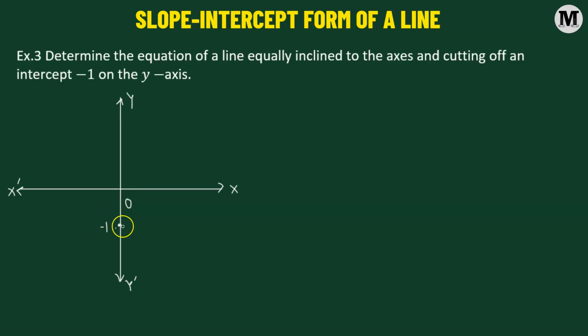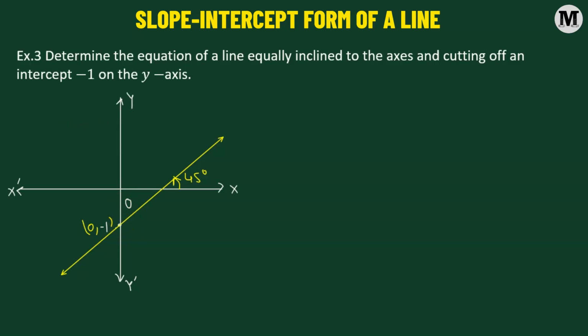So let's say the line passes through -1 and has a positive slope. So here we have the line which has a y-intercept of -1 and it is equally inclined to the axes. Equally inclined to the axes means the angle that the line makes with the positive direction of the x-axis is going to be the same as the angle it makes with the positive direction of the y-axis. Now that means it's actually bisecting the angle between the x and the y-axis. So we can say that this particular angle is going to be 45 degrees. So our goal will be to obtain the equation of the line which makes an angle of 45 degrees with the x-axis and passes through the point (0, -1), or we can say it has a y-intercept of -1.